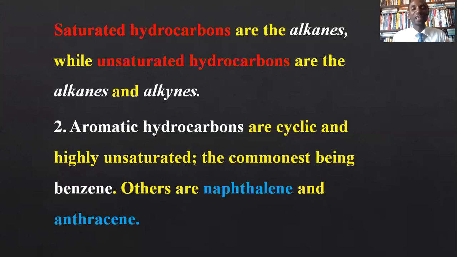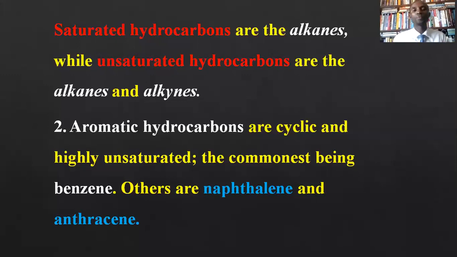something like naphthalene and anthracene. We also have something like phenol, toluene, nitrobenzene, and the amine, benzenamine, and others. But they must have a benzene structure, first of all.